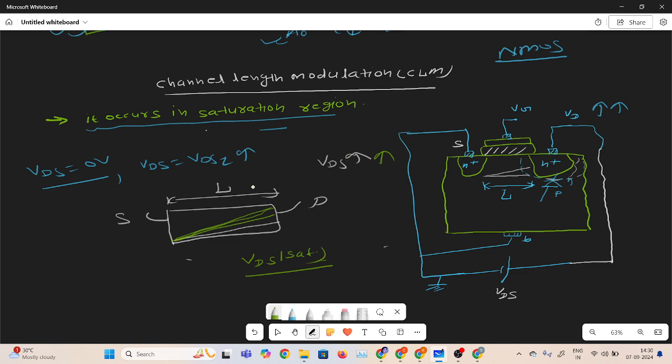So when we increase the VDS and it reaches up to the VDS set, the current will be saturated. I explained this previously. If we increase VDS further beyond VDS set, the current will be constant. I will explain that in a later video, but this does not happen practically due to channel length modulation. If we increase VDS further, the channel length is depleted like that.